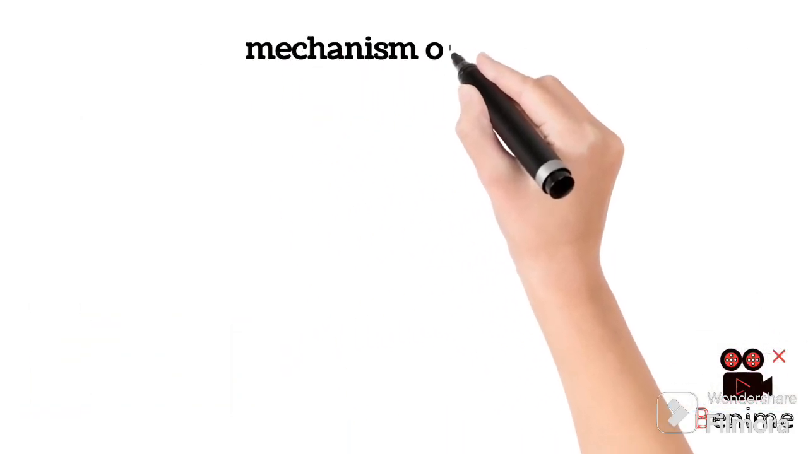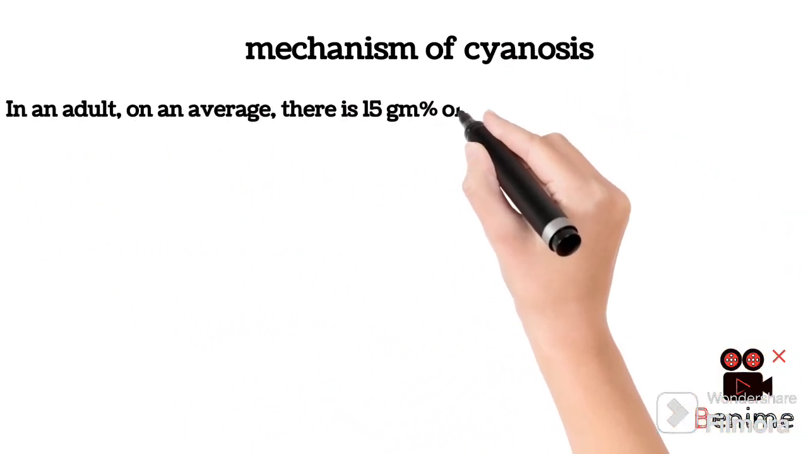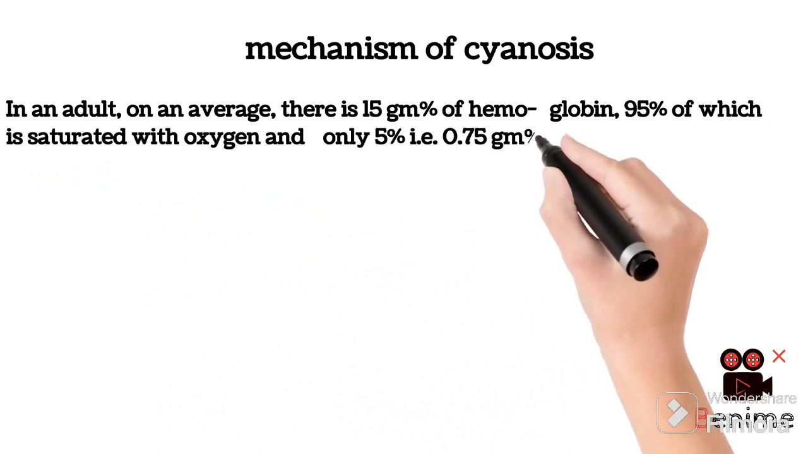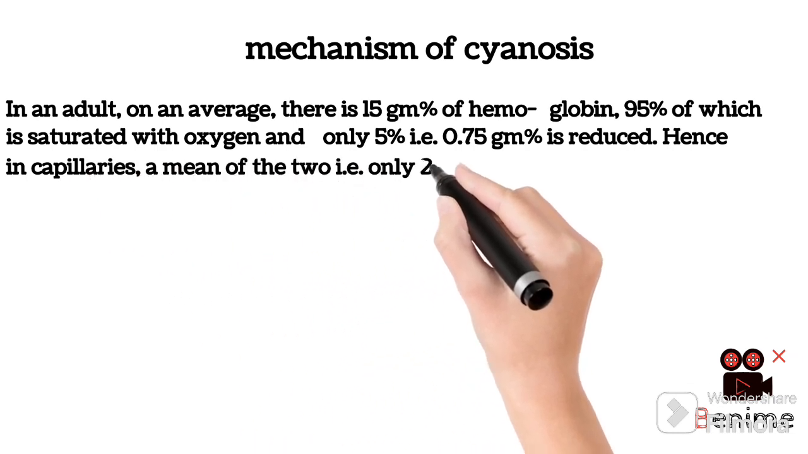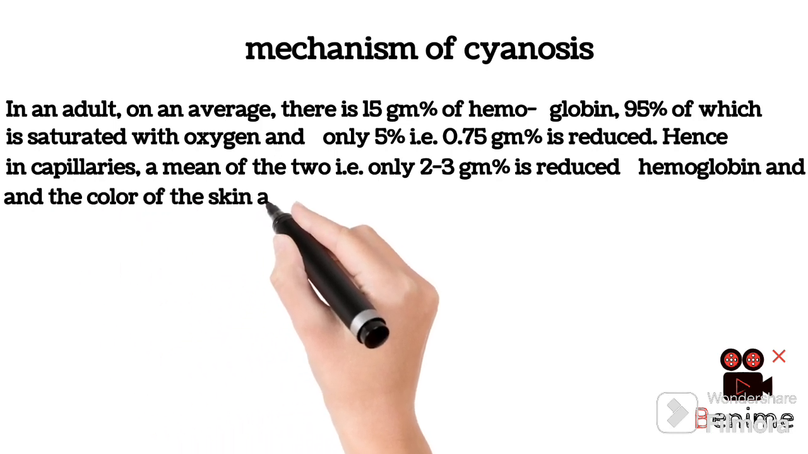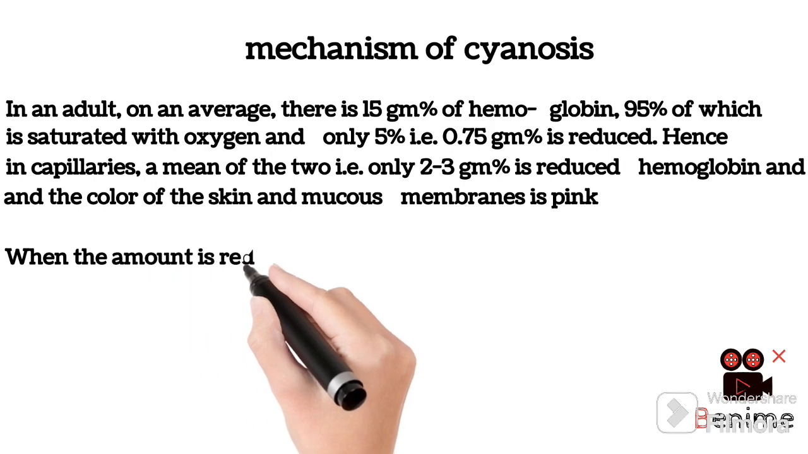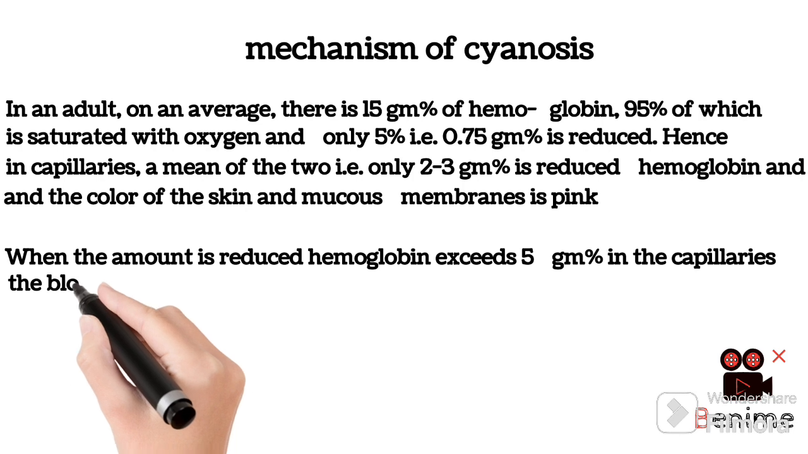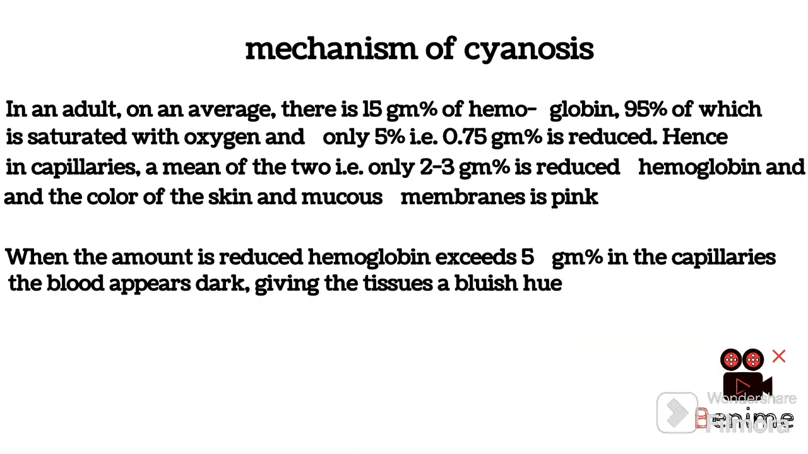Mechanism of cyanosis. In an adult, on an average, there is 15 gram% of hemoglobin, 95% of which is saturated with oxygen, and only 5% is reduced. Hence, in capillaries, a mean of the two, that is only 2-3 gram%, is reduced hemoglobin, and the color of the skin and mucous membrane is pink. When the amount of reduced hemoglobin exceeds 5 gram% in the capillaries, the blood appears dark and gives the tissue a bluish hue.